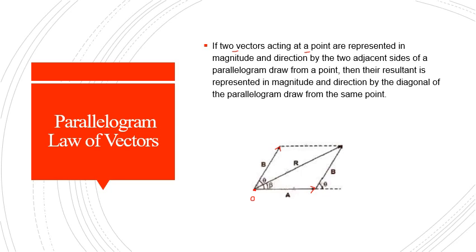Vector means it specifies both magnitude and direction, isn't it? So both the vectors are going to act from a particular point, as the two adjacent sides of the parallelogram. See these two sides of the parallelogram. Then their resultant is represented in magnitude and direction by the diagonal of the parallelogram. See, this is your diagonal. The resultant will be at the diagonal of the parallelogram.